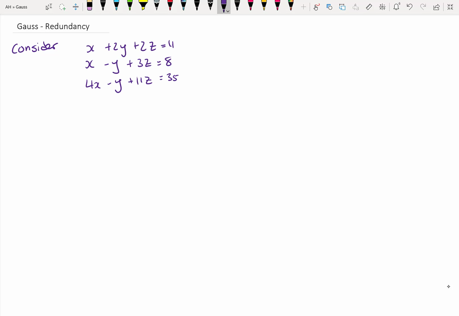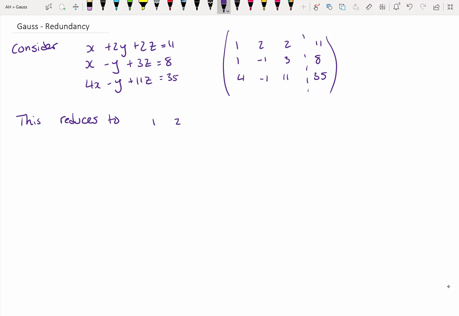equals 35. So I'm going to put it into my augmented matrix and take my coefficients. I've got 1, 2, 2, 11, 1, minus 1, 3, 8, 4, minus 1, 11, and 35. Okay, dotted line, augment it, brackets. There we go. So when we're looking to do this, I'm going to cheat here, and it reduces just to give us 1, 2, 2, 11, 0, minus 3, 1, minus 3, and then 0, 0, 0, 0. Okay, so you can have a look at that one.